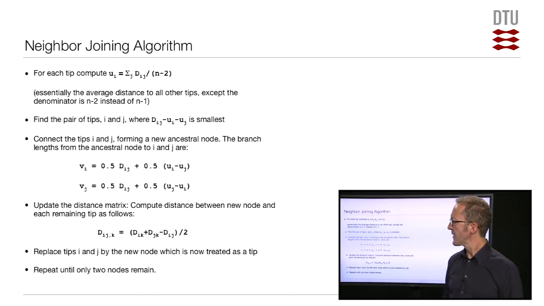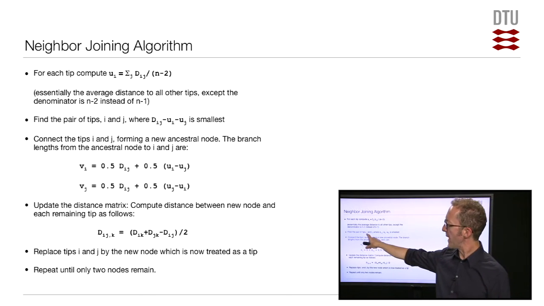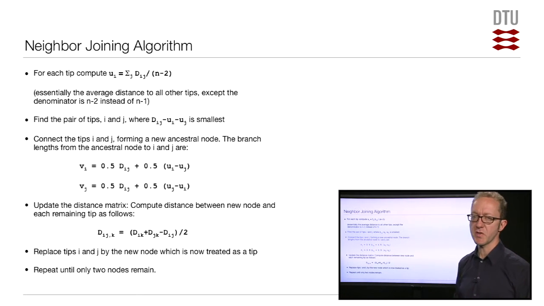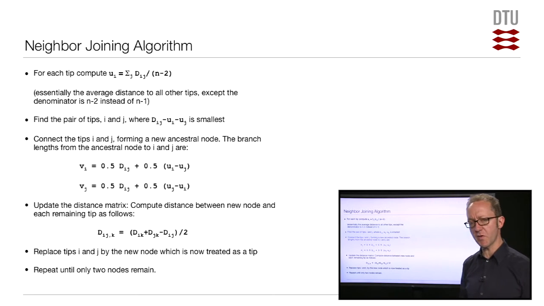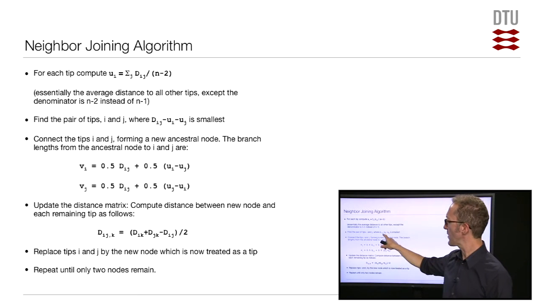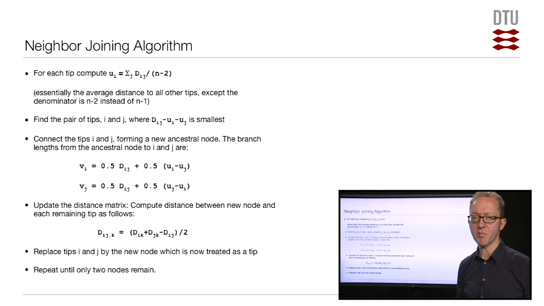In neighbor joining, the idea is now to combine the two tips, i and j, where this expression is smallest. You combine the two tips, i and j, where the pairwise observed distance between the nodes minus ui minus uj is the smallest. For reasons that I won't go into here, this turns out to be a good way of gradually building the tree.